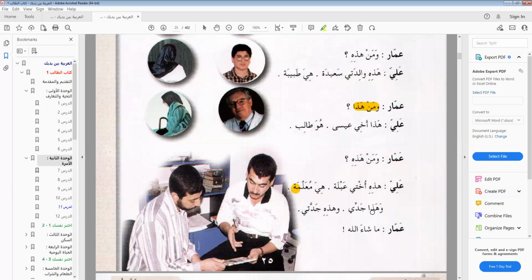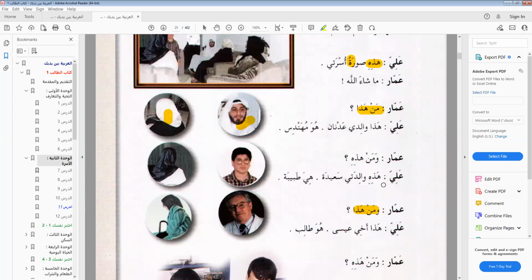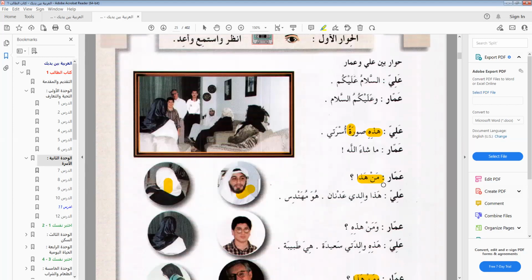Then he says, hadha jaddi, this is my grandfather. And hadhihi jaddati, and this is my grandmother. So you can see predominantly for feminine, hadhihi is used. For masculine, hadha is used throughout. Masculine, don't ever forget hadha, and feminine hadhihi. Once again, we'll go through the conversation before I allow two people to have the conversation.